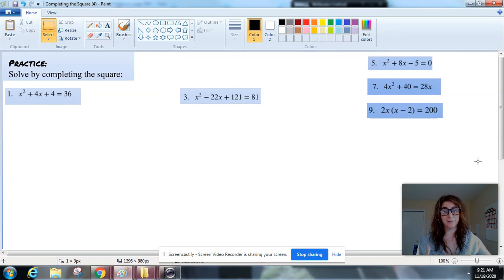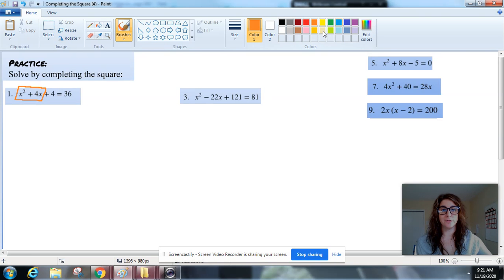I'm going to give you a minute if you want to write them down. That way you can try them and then continue playing for the answers. Okay, and if you need more time, obviously you can pause, go back, and write these down to try them first. So the first thing you want to do is get your variables alone.